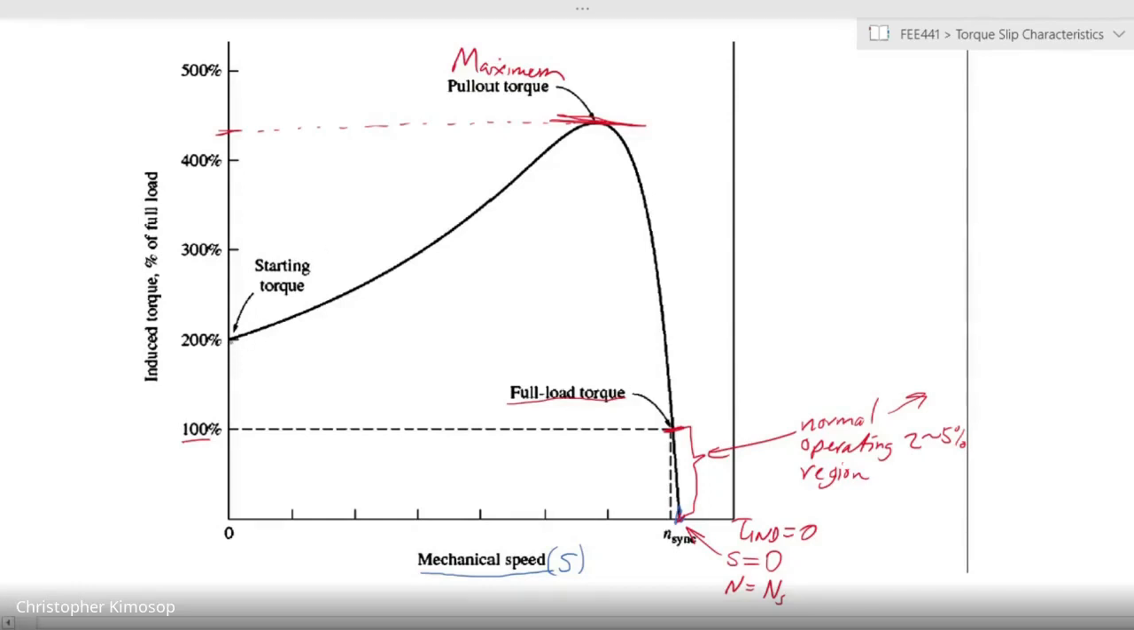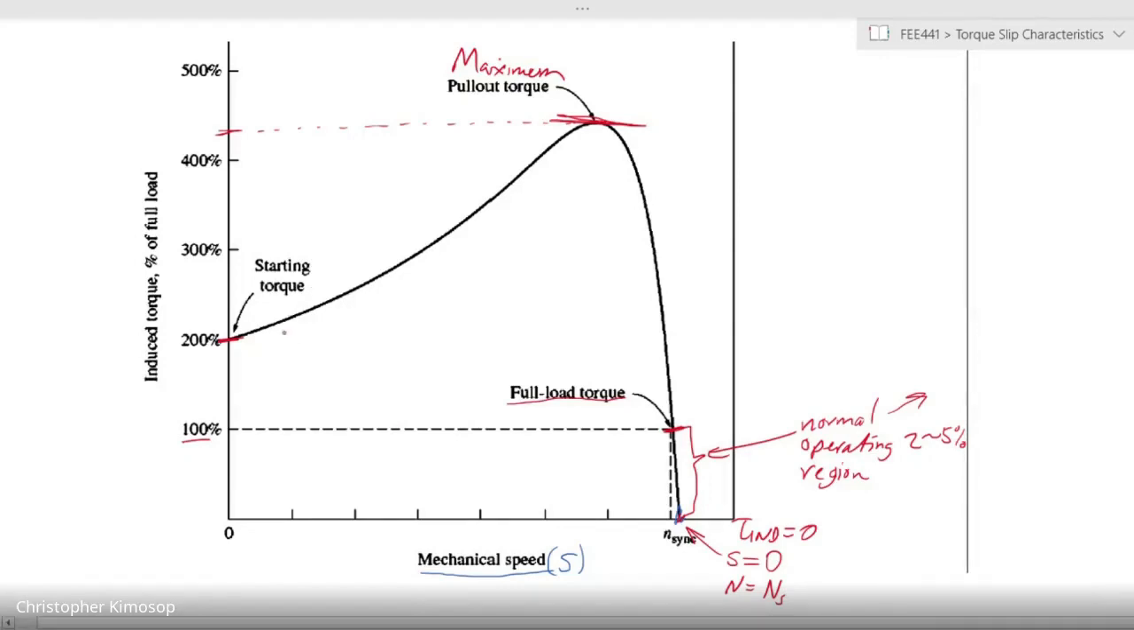The starting torque is another interesting one. You will note that the starting torque is much, much higher than the full load torque. That means that the motor can carry a load when it is starting that is greater than the actual full load, which is an advantage of this kind of motor, right?